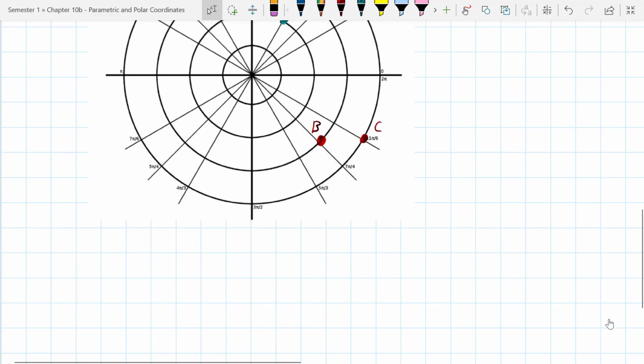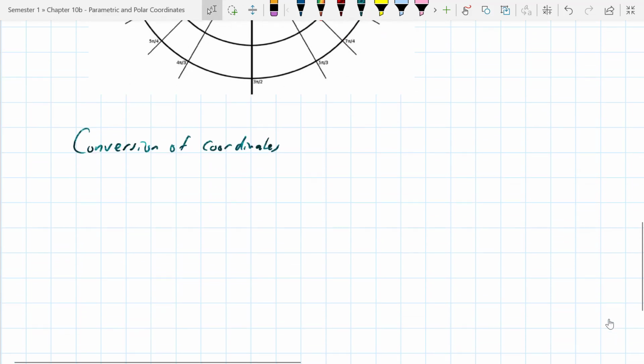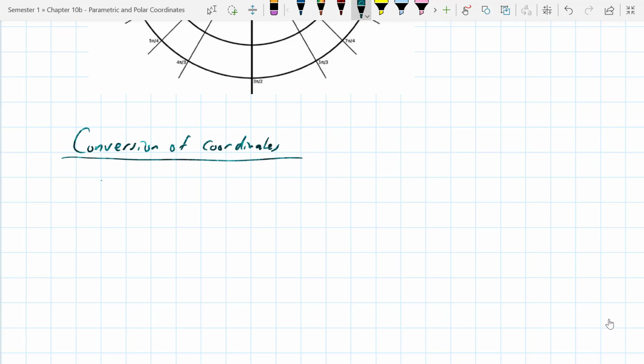Okay. The next major thing is this conversion between coordinates. Conversion of coordinates. So to go back and forth between the two, we have a nice system to convert from polar to rectangular.